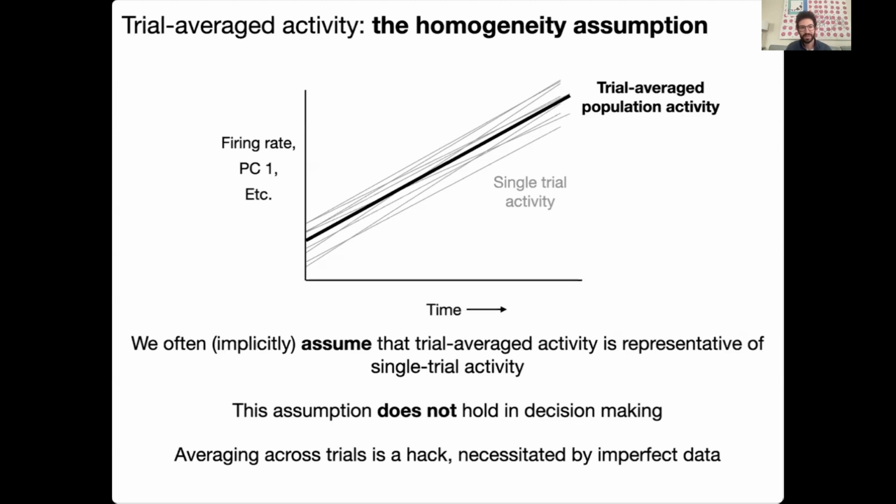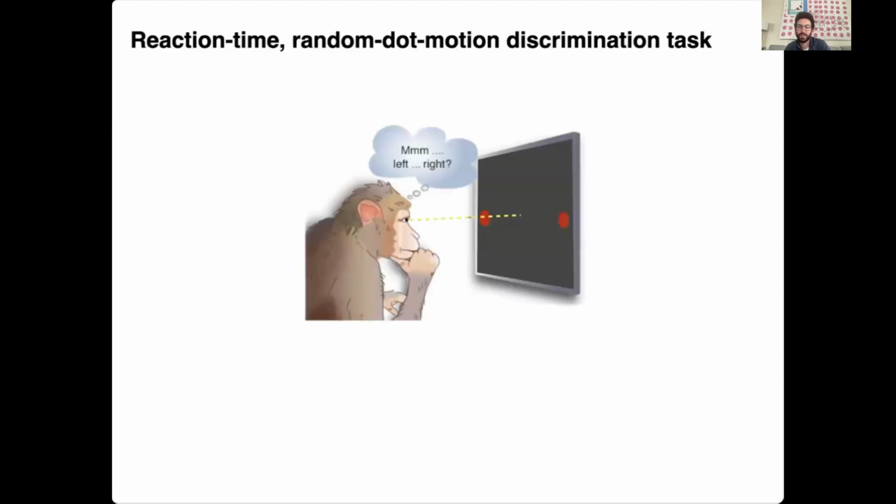Okay, so let's dive into a concrete example. I'm going to talk about some work I did in my PhD, where we have monkeys performing a classic random dot motion discrimination task. In this task, a monkey fixates at the screen. A bunch of randomly moving dots come on, and then whenever the monkey's ready, the monkey judges the net direction of the motion of these moving dots and reports its decision with an eye movement to the corresponding choice target.